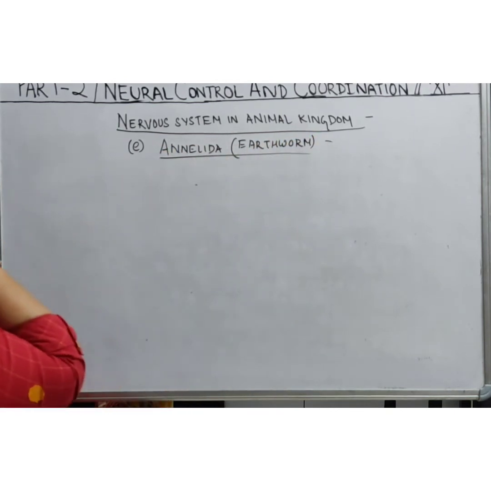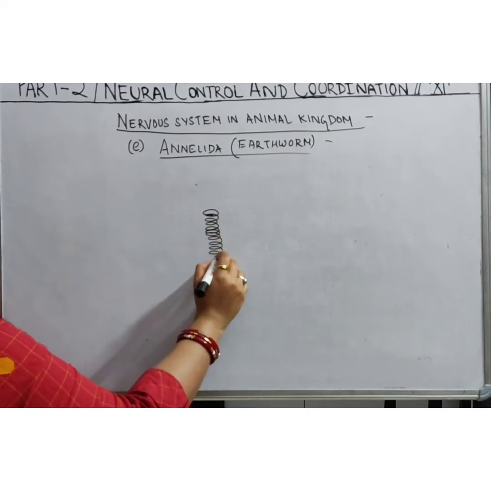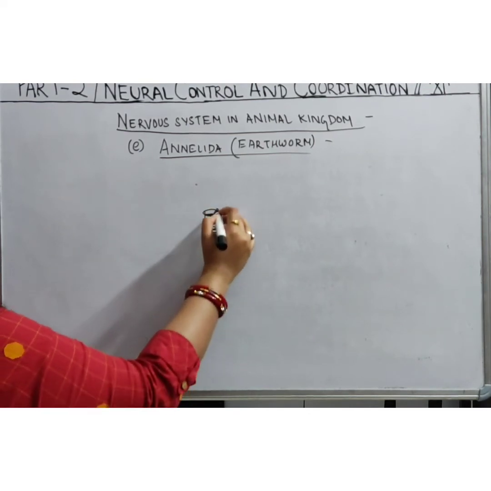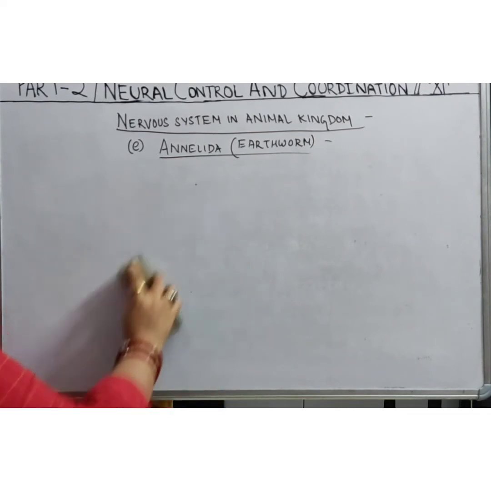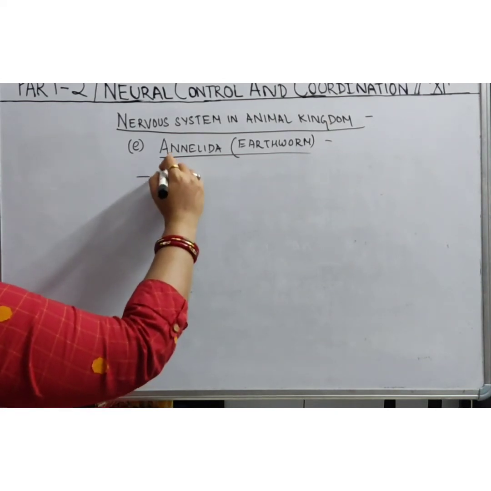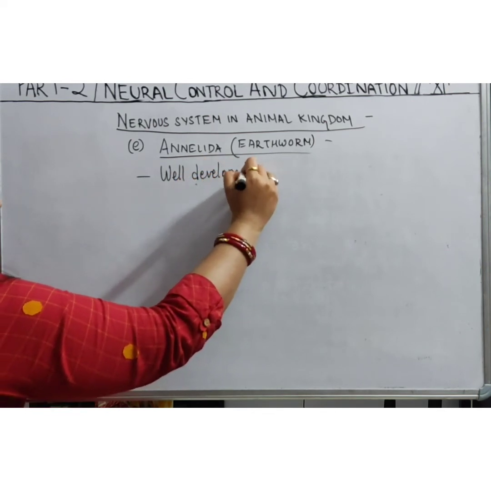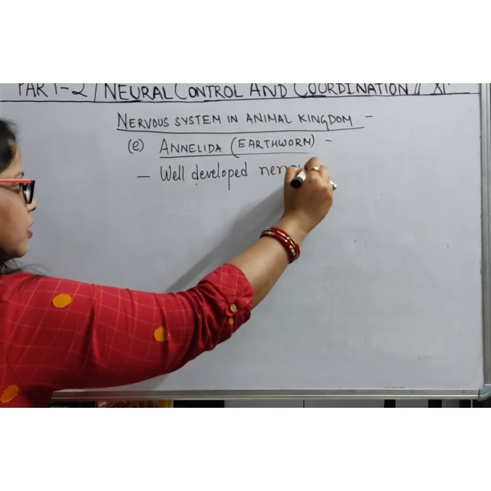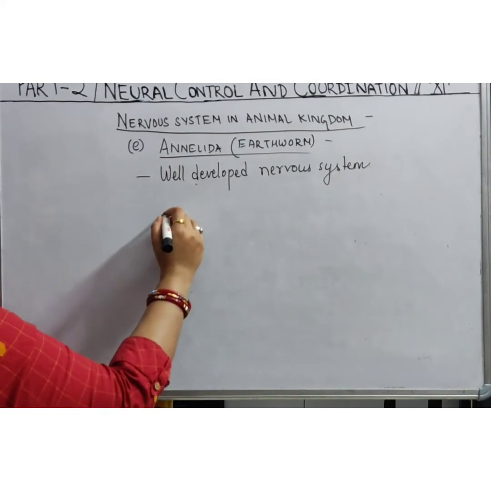we know that the earthworm's body is segmented. The whole body of the earthworm is segmented like this. So this is the segmented body of the earthworm. They also have a well developed nervous system in the segmented body.